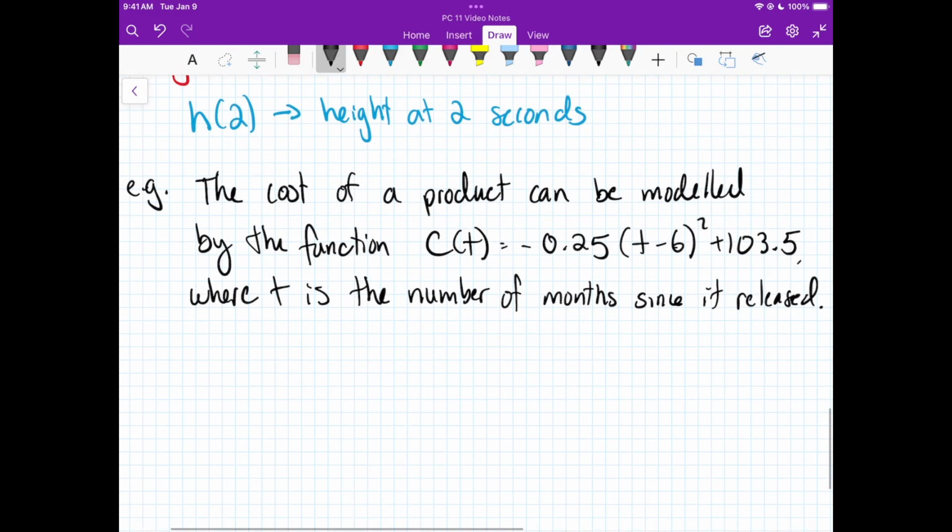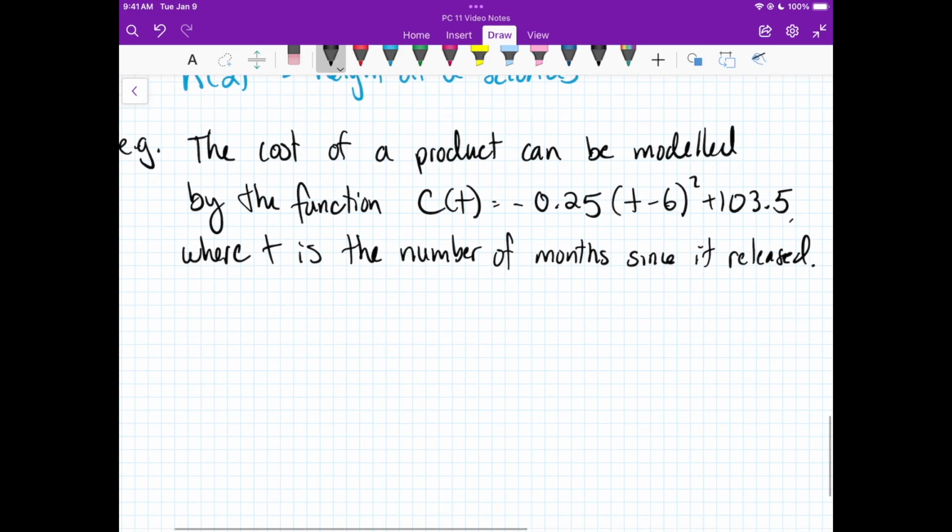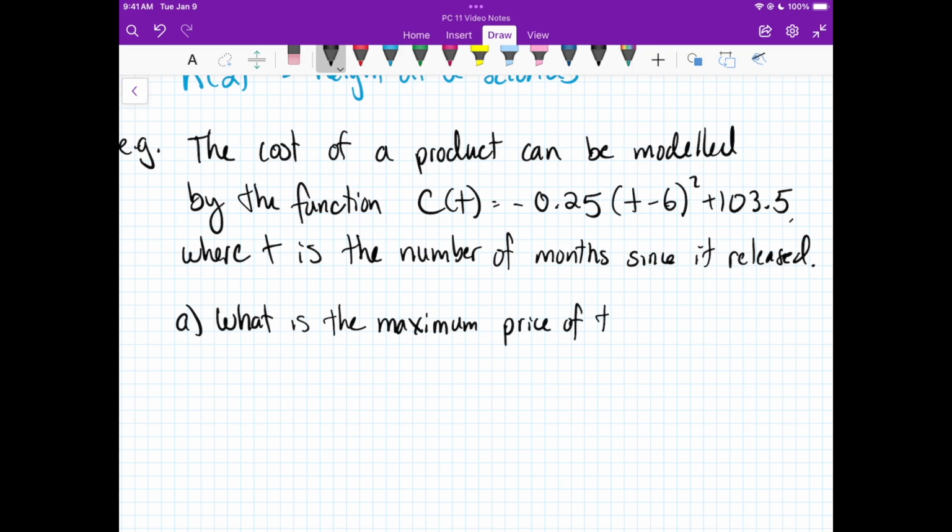I could ask you lots of different questions about this, but just a couple of really quick ones that don't require any deep thought. I might ask you something along the lines of, what is the maximum price of this product? So what's the most expensive it will ever be? So pause here real quick, see if you can figure it out on your own. Learning how to interpret questions like this is a really important skill.